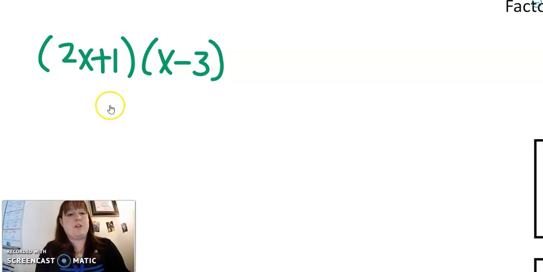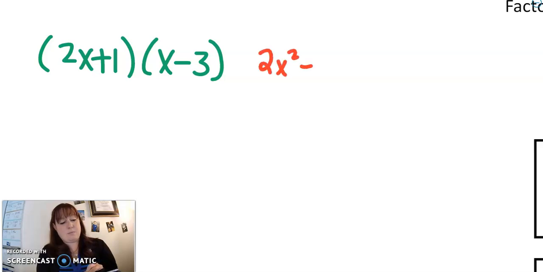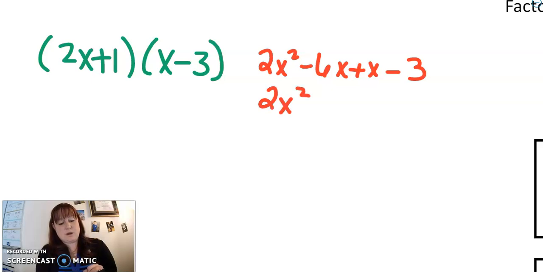Right, we know how to multiply binomials, right? We just use FOIL: first, outside, inside, last. So if we do that for this one, we get 2x squared minus 6x plus x minus 3. So it's 2x squared minus 5x minus 3.